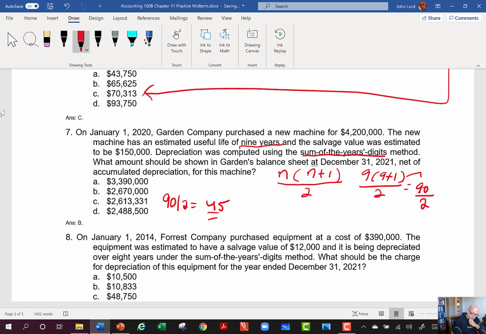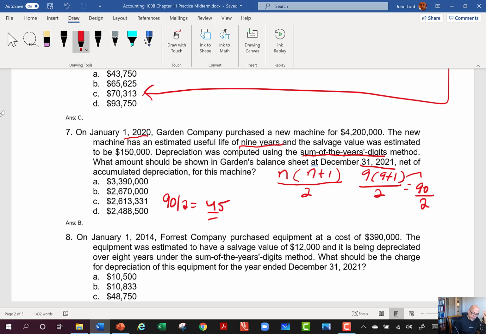Now the salvage value was estimated to be 150,000. Depreciation was computed using the sum of years digits method, and what amount should be shown on Garden's balance sheet as the net accumulated depreciation for this machine at December 31st, 2021? Since I bought the equipment on January 1st, 2020, the accumulated depreciation should reflect the depreciation from 2020 and the depreciation from 2021.